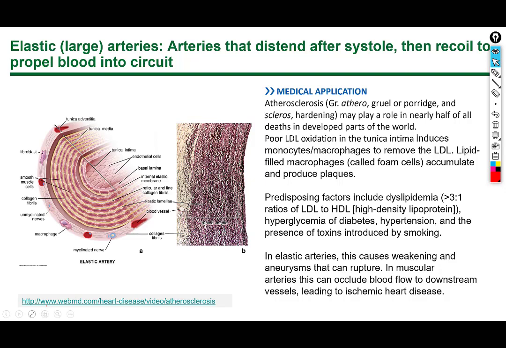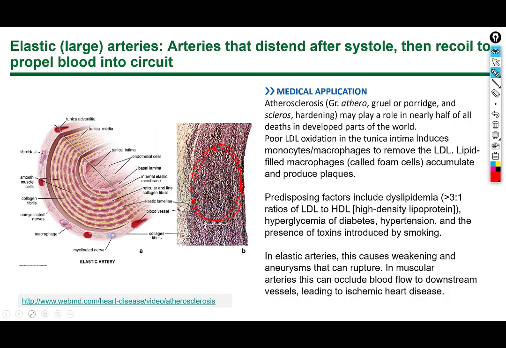Okay, so let's talk about the arteries that are near the heart. We call these elastic or large arteries, and these help blood continue to flow by basically expanding when they fill with blood, and then the elastic fibers in them, which you can see very clearly right here, elastically expand and then they snap back because of course they're elastic, and that pushes the blood further along. So they aid in blood flow, propelling blood into the circuit.